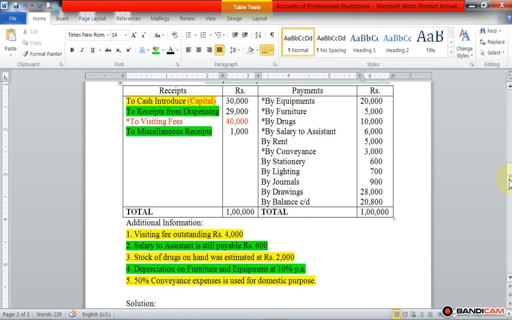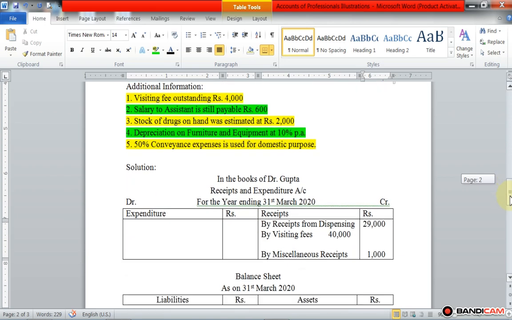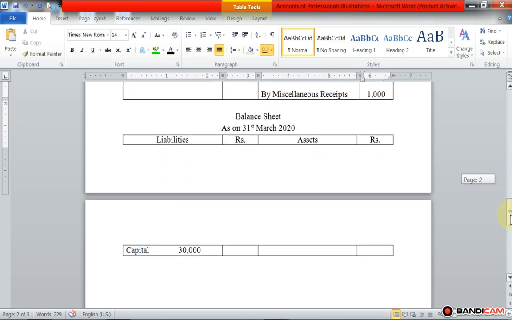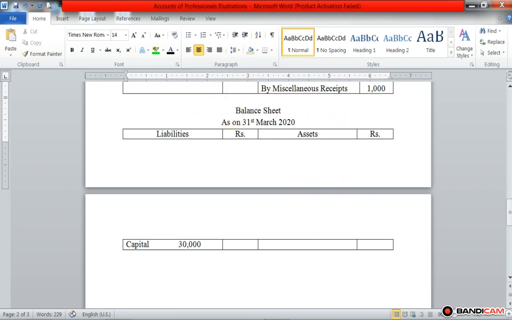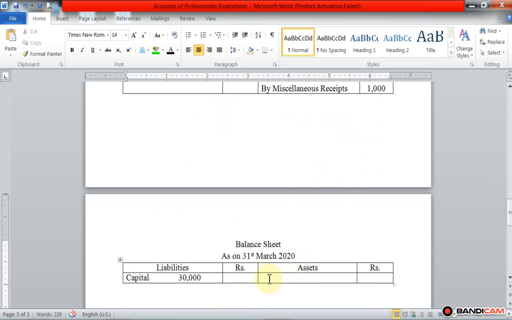Equipment is the asset of Dr. Gupta, equipments relating to his profession. Furniture is also an asset. So equipment and furniture are transferred on the asset side, and we put the figure in the inner column because additional information is provided that the 10% rate of depreciation per annum is deducted from the equipment.